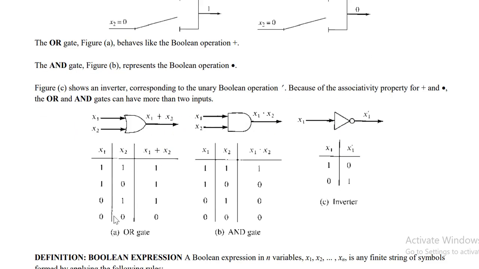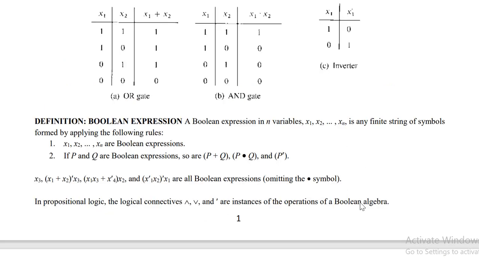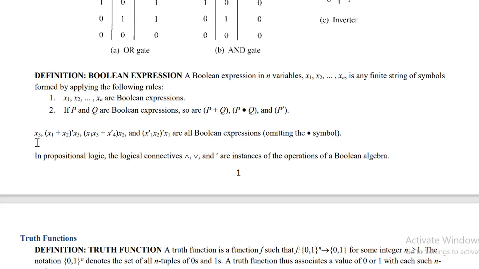Here we are. The OR gate we represent this way, and the AND gate this way, and then the negation gate. And here is the truth table for this Boolean expression x1 plus x2, which is similar to the logic truth table when you have A and B, and then A or B, or A not. So here is the definition of Boolean expression. For example, x3, x1 plus x2 not, x3. These are all examples of Boolean expressions. Sometimes we omit the dot symbol and just put the variables together like this one here.